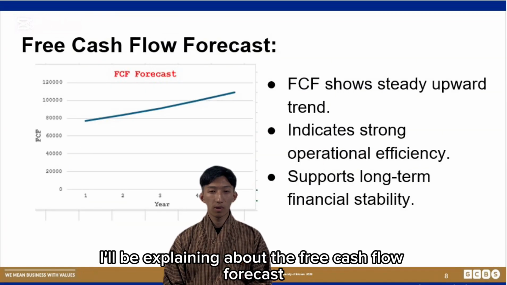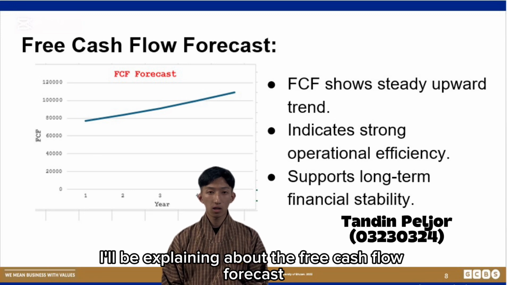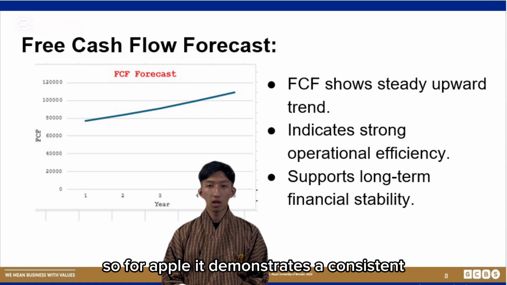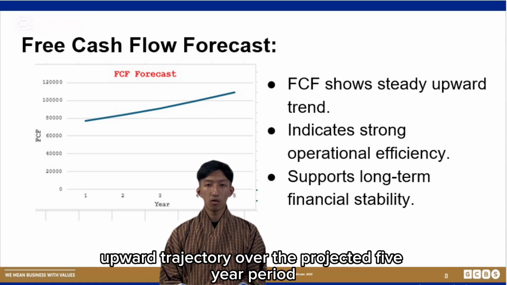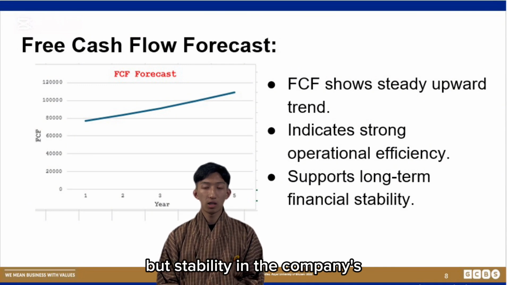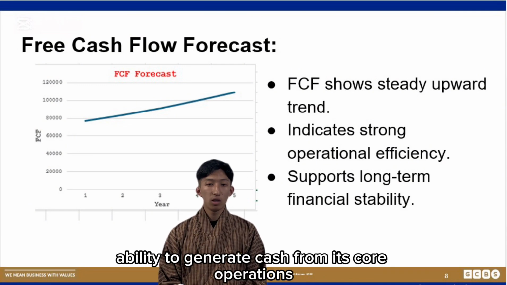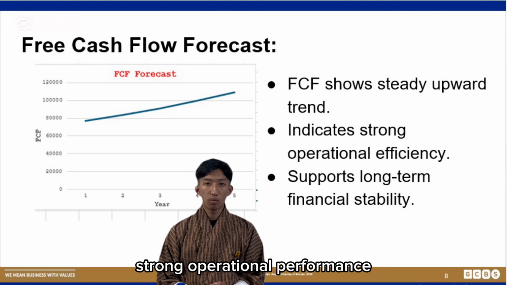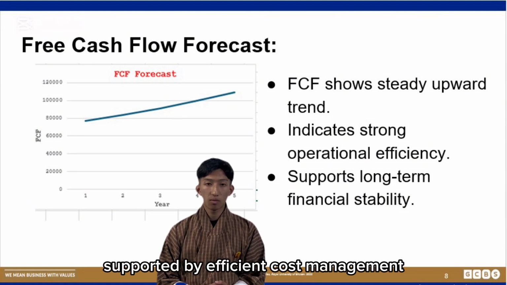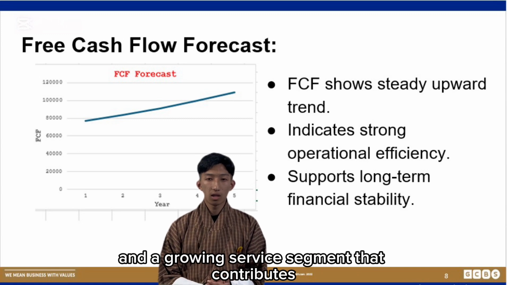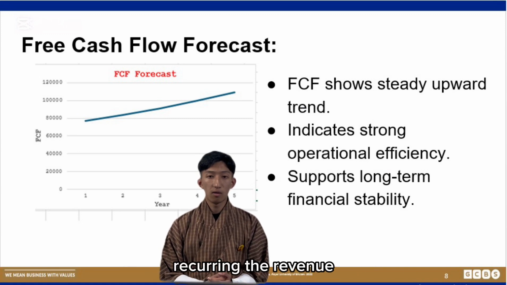So now I'll be explaining the free cash flow forecast. For Apple, it demonstrates a consistent upward trajectory over the projected 5-year period, indicating not only growth but stability in the company's ability to generate cash from its core operations. This sustained increase highlights Apple's strong operational performance, supported by efficient cost management, expanding product demand, and a growing service segment that contributes recurring revenue.